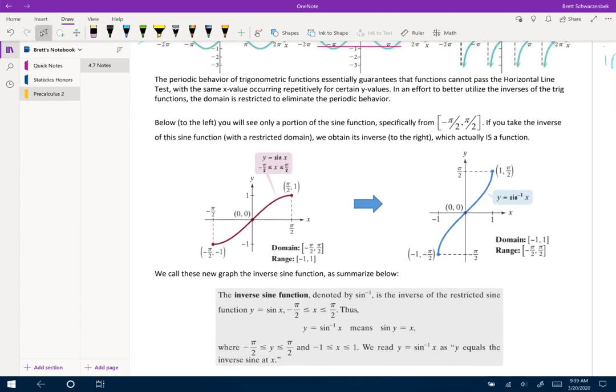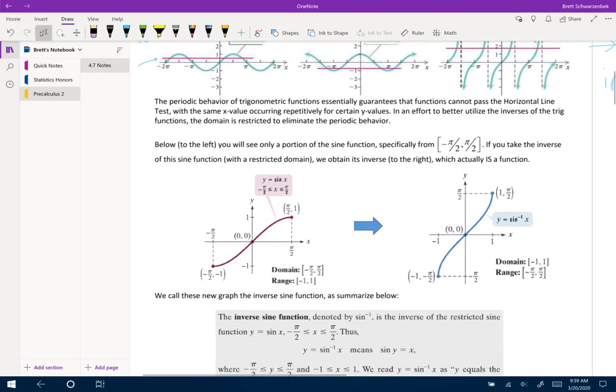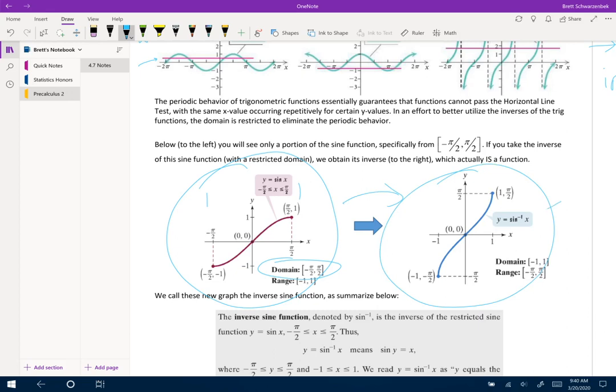So if you look here, essentially what they did was they took the original sine function, and they cut it off. They changed the domain of the function so that it only goes from negative pi over 2 to pi over 2, which is from here to here, right? When you actually swap the x and y coordinates, you end up with this graph. So this is the graph of y equals sine inverse of x, or in other words, inverse sine. Now note, this is sometimes also called arc sine, just like that.